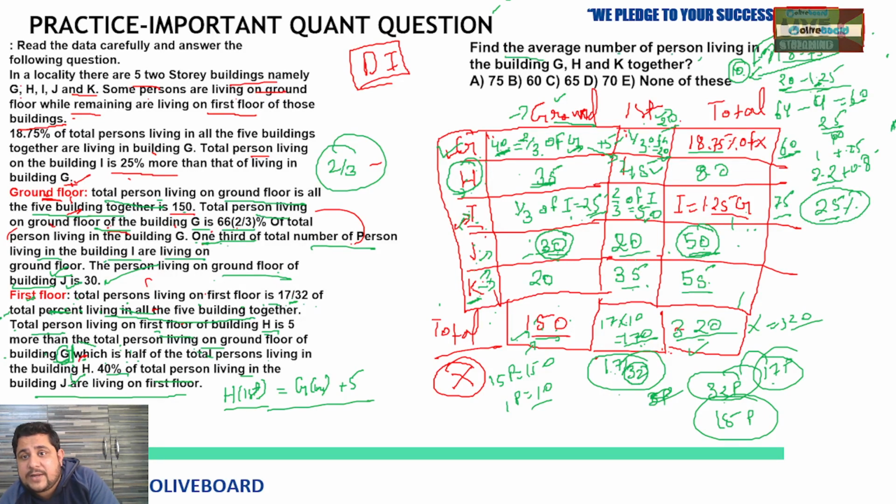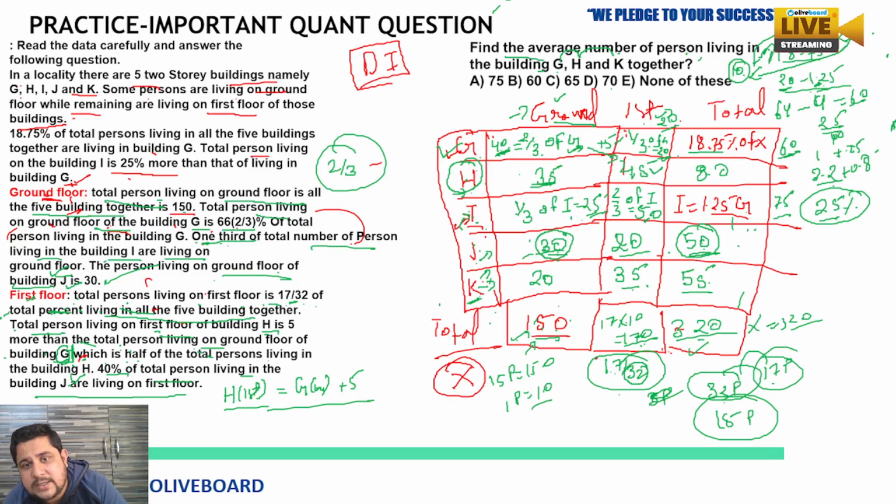Find the average number of persons living in building G, H and K together. Average number of persons. So average means what? Sum of all the persons of G, H, K divided by 3, because they are talking about 3 buildings. So average is equal to sum upon number.